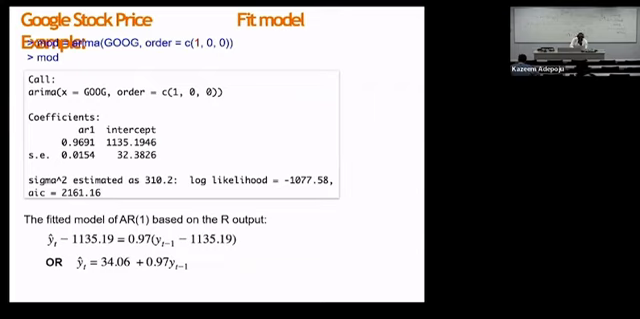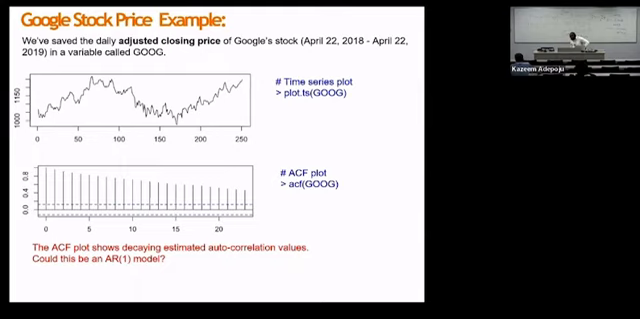Okay. You've got that example, still come down. But I'm going to tell you what you have there anyway. Okay, now we want to use a real life data set. So we have saved the daily adjusted closing price of Google stock. So the daily price from April 22, 2018 to April 22, 2019.